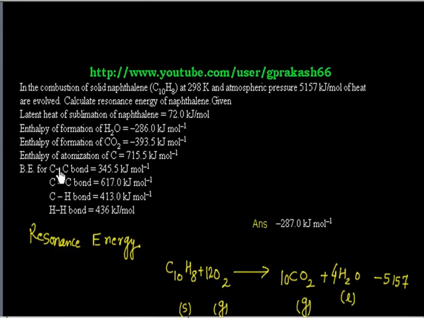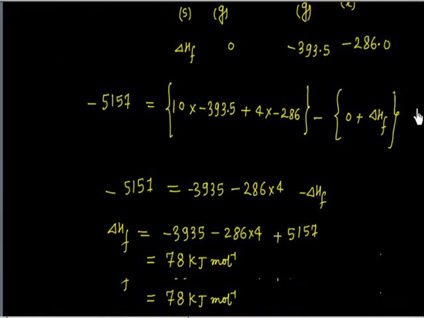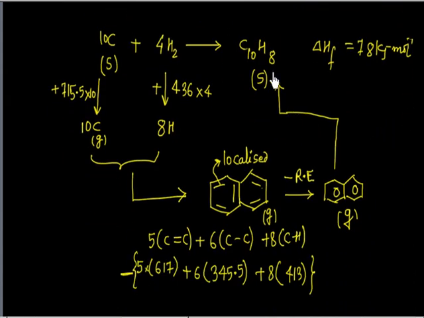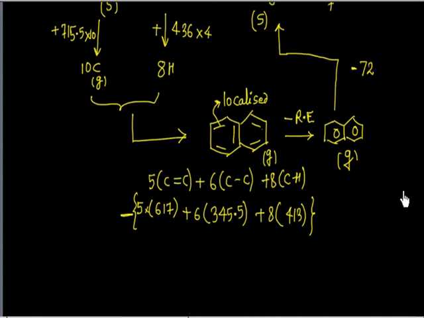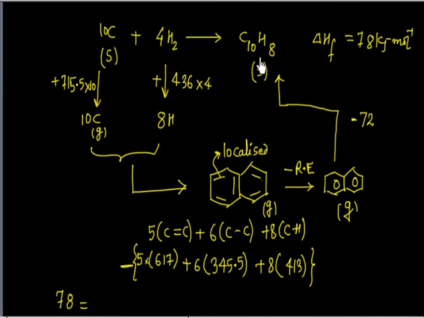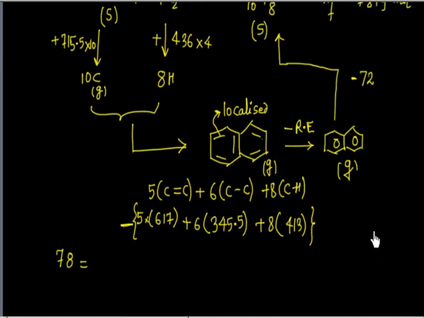The heat of sublimation of naphthalene is given to you, 72 kilojoule. This means if you sublimate, going from solid to gas, you have to give 72 kilojoule of energy, but if you go from gas to solid, this energy will be released. So this is minus. Now apply Hess's law. Energy from this side and energy from this side both have to be the same. That is the one important point we have here. So this is 78, and I can write an equation. The 78 from this side has to be equal to this side.